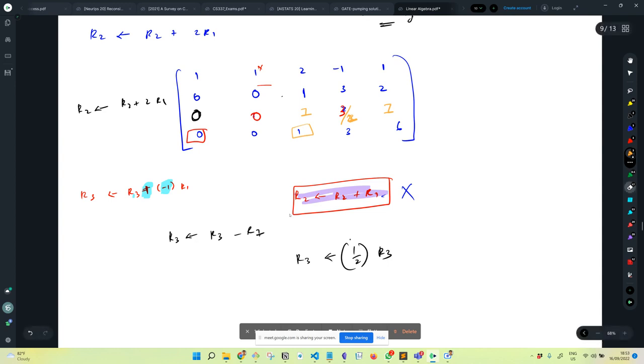R3, exactly. R4 equals R4 minus R3. And when you do that, this entry will become 0. This entry will become 0. 3 minus 3 by 2 will become 3 by 2, right? And 6 minus 1 will become 5. Okay. Is it okay?